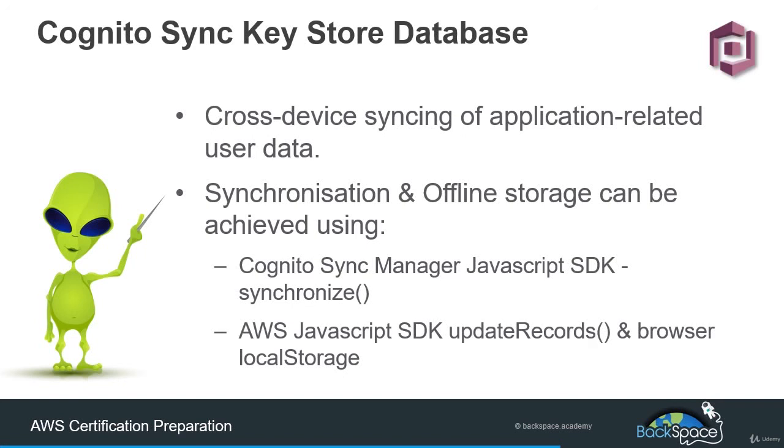We can achieve the same thing with the AWS JavaScript SDK by just using update records and then looking at which will get us the most up-to-date records, and then you can just store that into browser local storage. So you can do it with one call with Synchronize, or you can do it with 2 calls with the JavaScript SDK. Either way works quite well and very similarly.